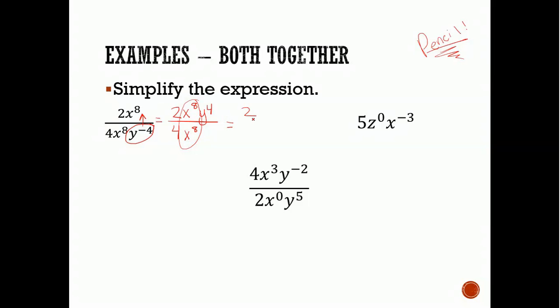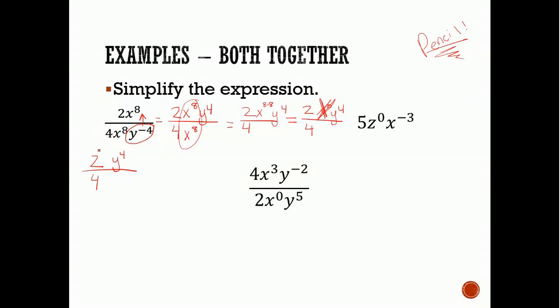So we're going to have 2 over 4, x to the 8 minus 8, right? Because you're going to subtract. Well, 8 minus 8, that's 0. So this would be 2/4 x to the 0, y to the 4th. And remember, x to the 0, guys, is 1. So basically, that's going to cancel out, and I'm going to be left with 2 over 4y to the 4th.